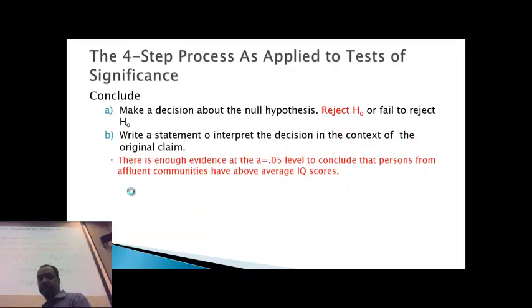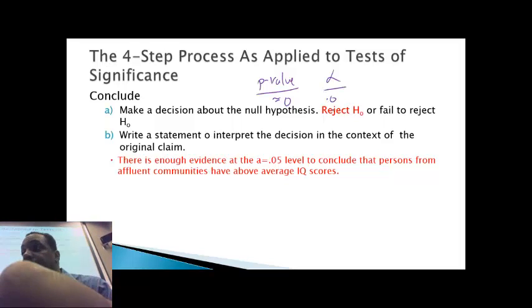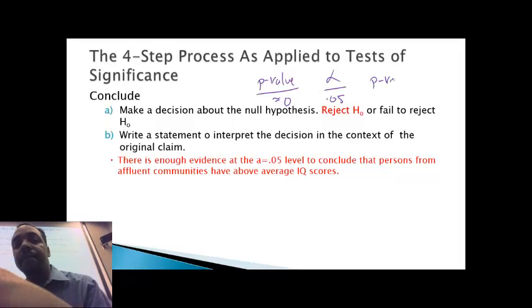Last piece, conclusion. All right. Because our p-value and alpha, the p-value was basically 0. Alpha was 0.05, I believe. Yeah, 0.05. And back in your notes, it says if the probability of the event happening is very small, then you reject the null hypothesis.